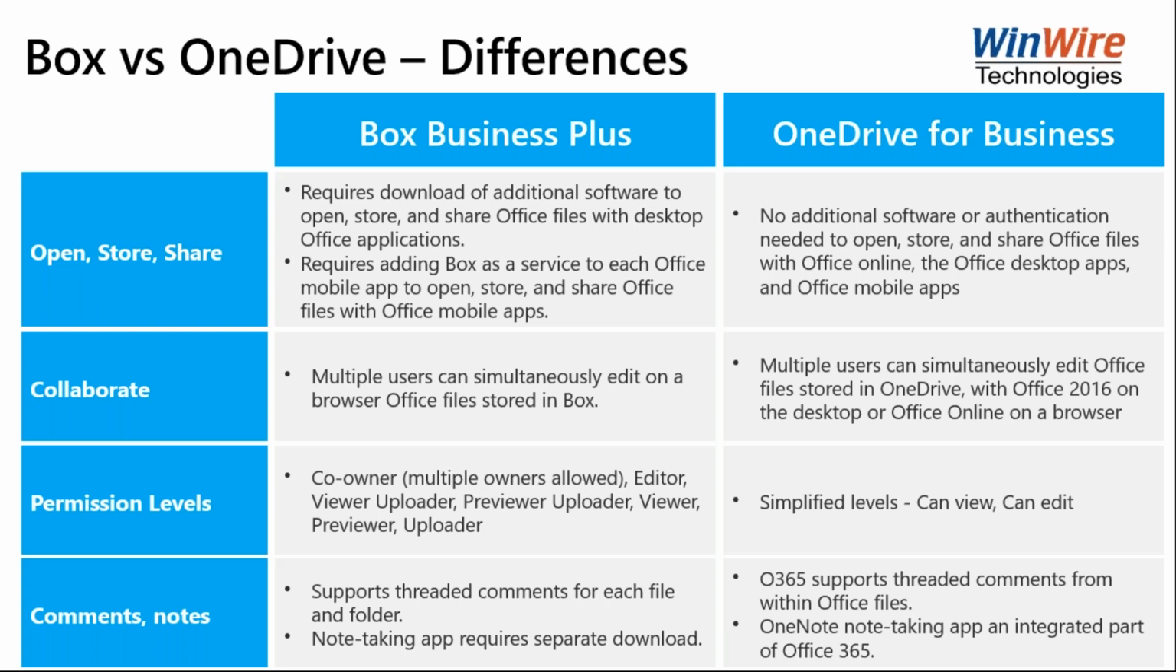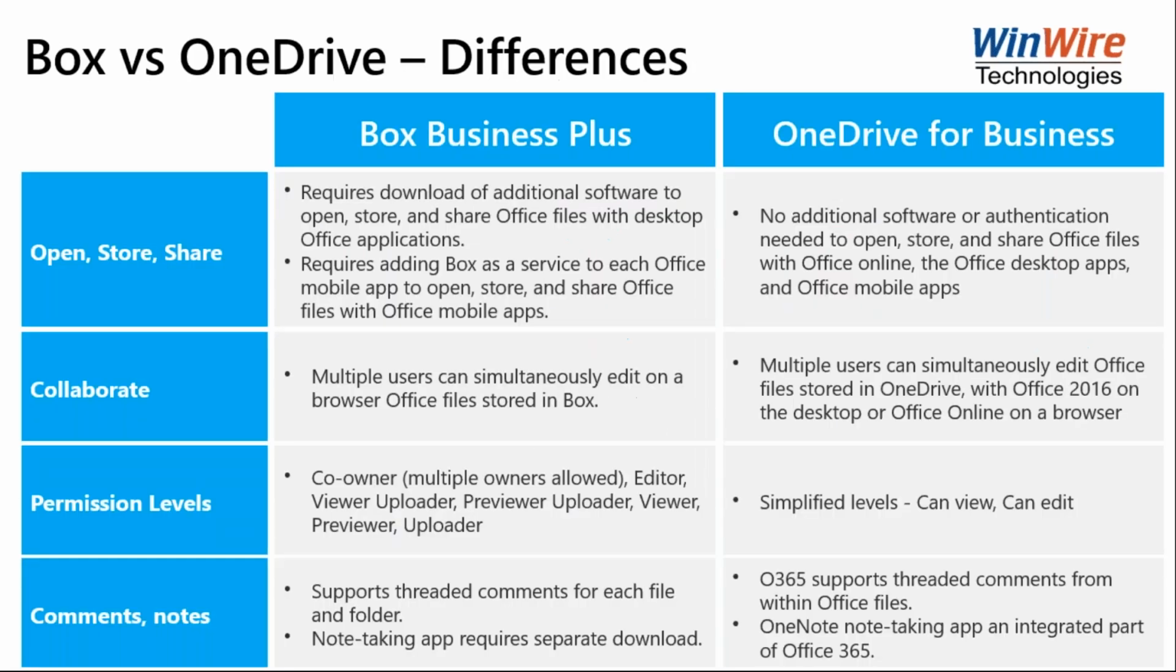Comments and notes, supported threads are available in Box Drive, but you have to install a lot of other apps. You have to do separate installation to extend your Box, whereas OneDrive is a single product which will help you do all the threaded comments within your Office 365, because it's part of Office 365. So pretty much you can use it anywhere across any of the products.